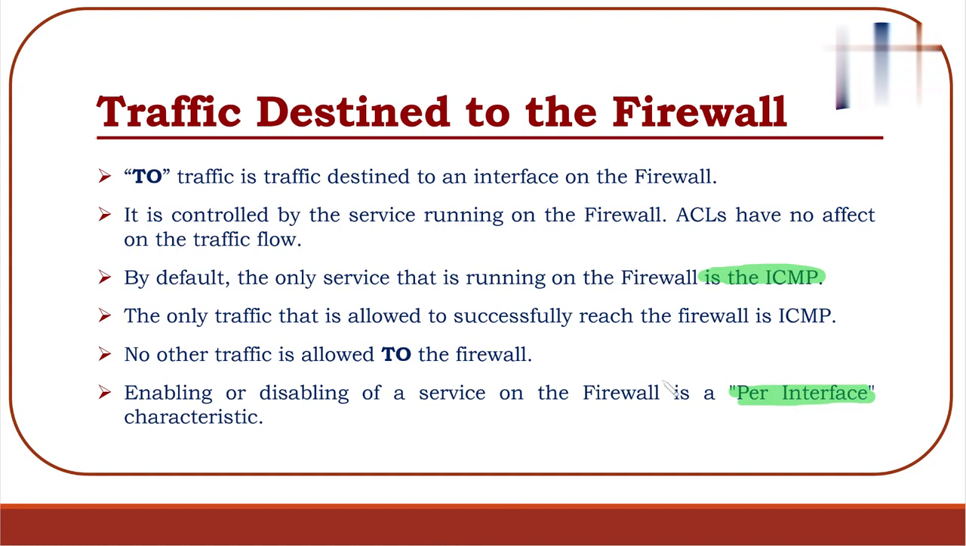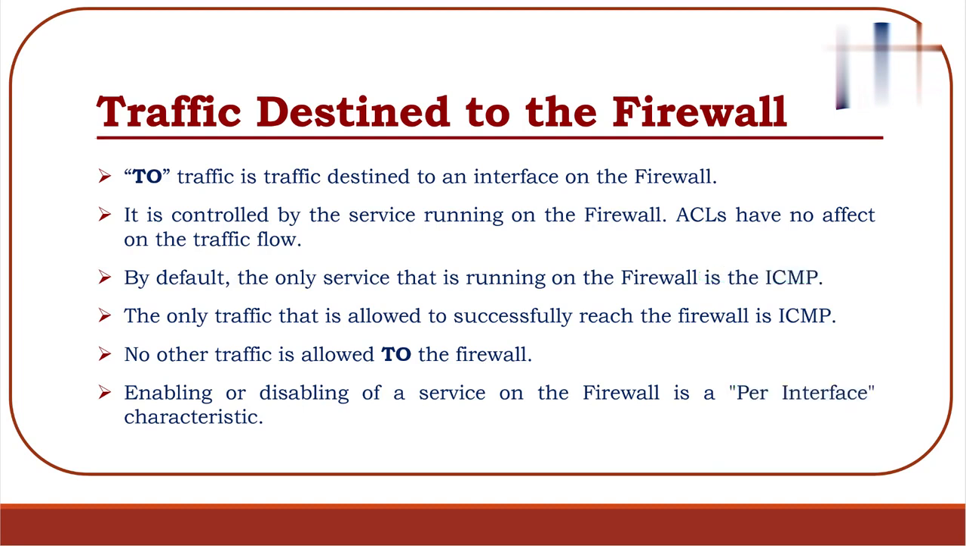So if you want to enable telnet, again, you need to do it per interface. HTTP, the same thing. If you want to terminate a VPN on the ASA, you again need to enable the VPN protocol, whether it's SSL or IPsec, on the interface where you're expecting to receive a VPN connection. So that's to traffic, and that's what I wanted to cover in this particular video.